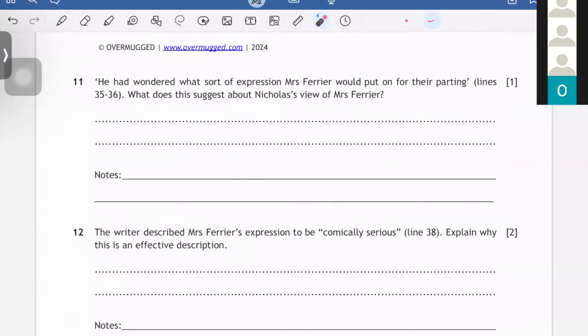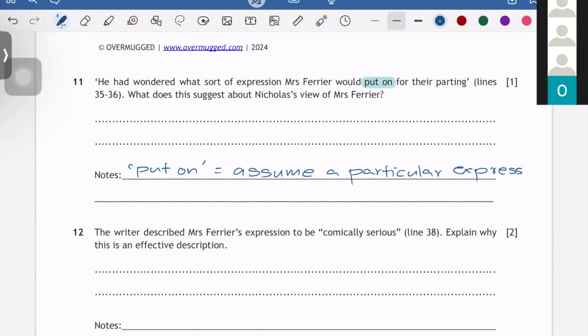He had wondered what sort of expression Mrs. Ferrer would put on for their parting. What does this suggest about Nicholas' view of Mrs. Ferrer? I want you to take note of the phrase put on. Put on means to assume a particular expression. So there is a sense of fakeness or pretension.